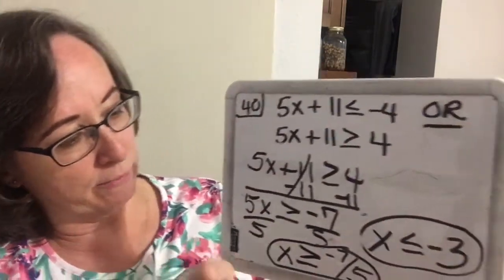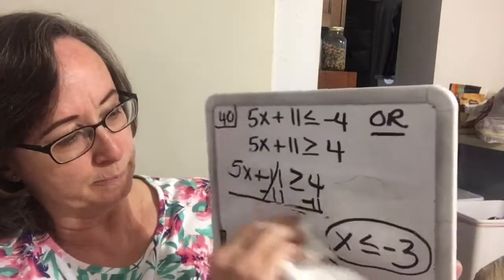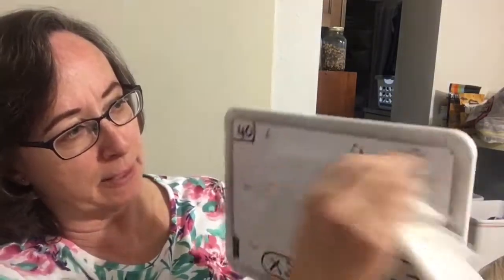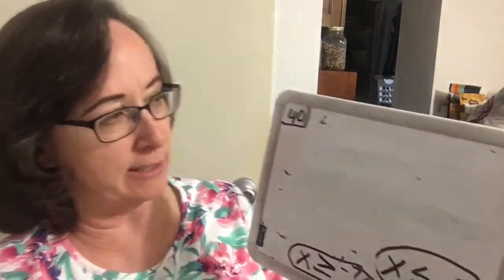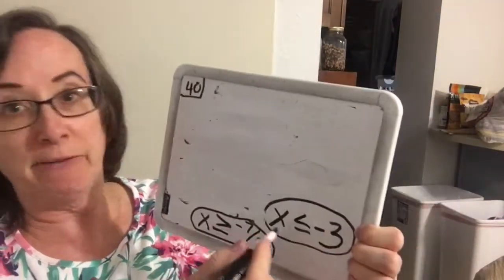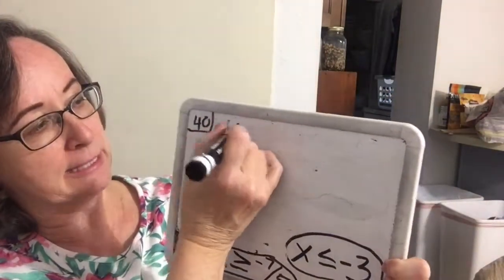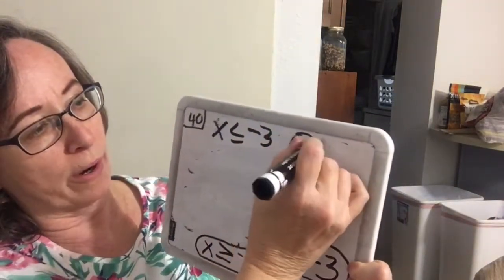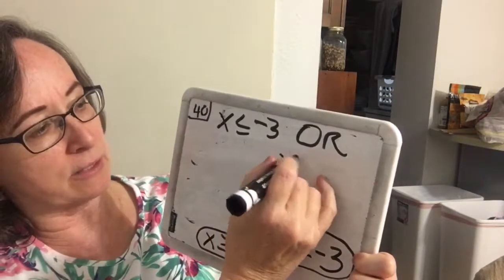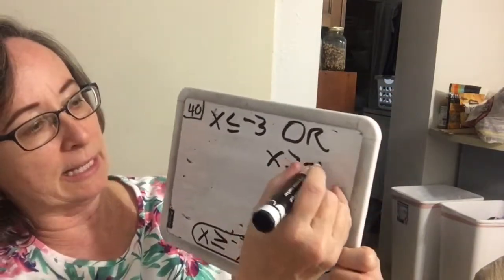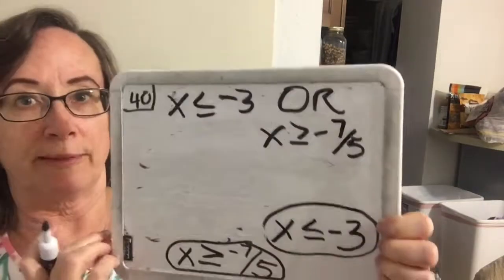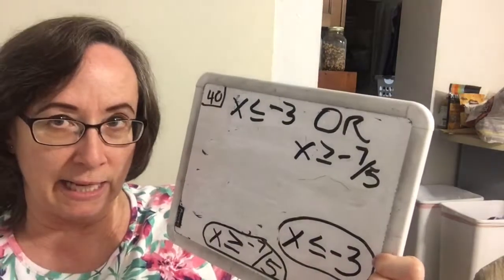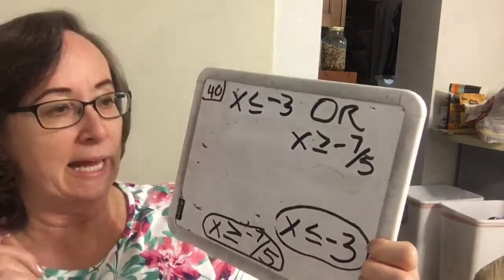So now we're going to get rid of all of this, and we're going to go back up and write our disjunction together. So this was my first answer: x is less than or equal to -3, or x is greater than or equal to -7/5. So that is my answer, but how do I write that in my set notation, my interval notation, and graph it?